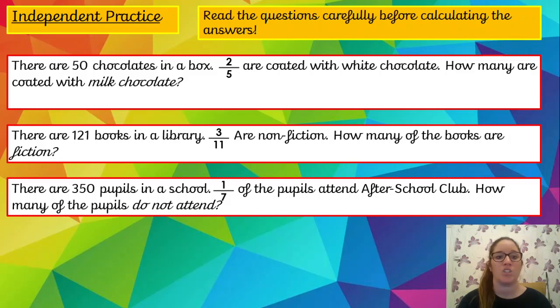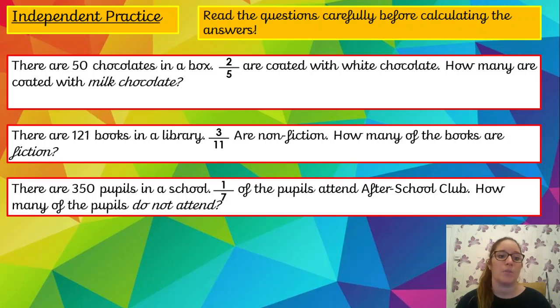Okay, so there are 50 chocolates in a box. 2/5 are coated with white chocolate. How many are coated with milk chocolate? There are 121 books in a library. 3/11 are non-fiction. How many of the books are fiction? And there are 350 pupils in a school. 1/7 of the pupils attend after school club. How many of the pupils do not attend?